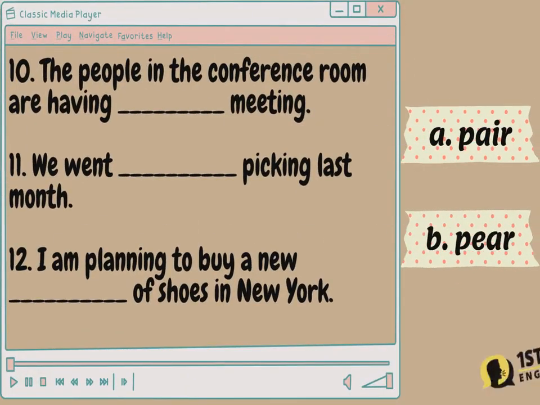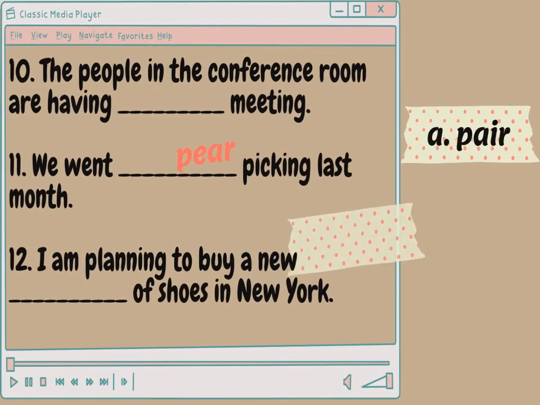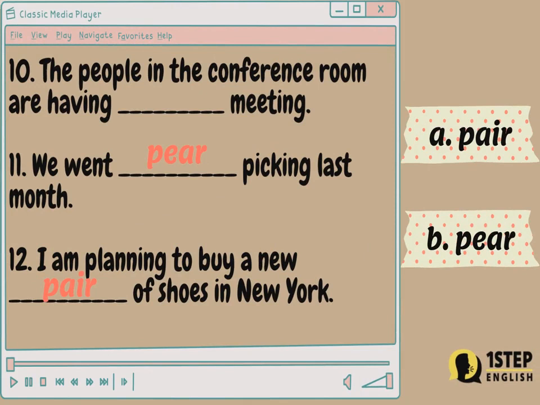Number 10. The people in the conference room are having a blank meeting. Number 11. We went blank picking last month. Number 12. I am planning to buy a new blank of shoes in New York. Letter A. Pear. Letter B. Pair. The correct answers are: Number 11.